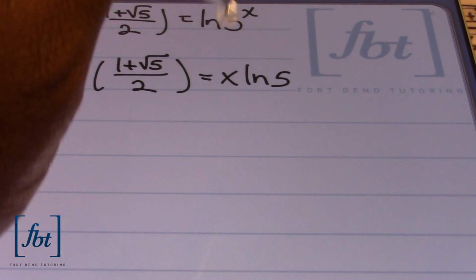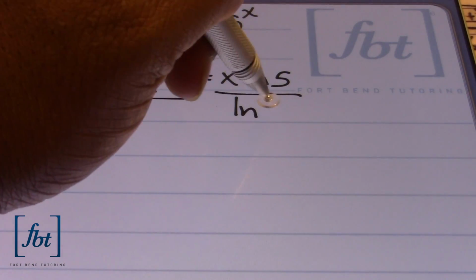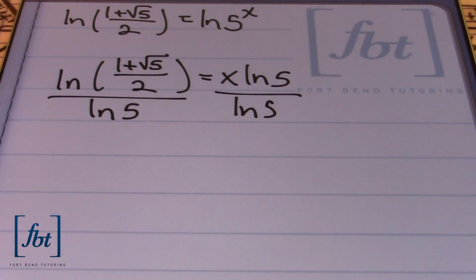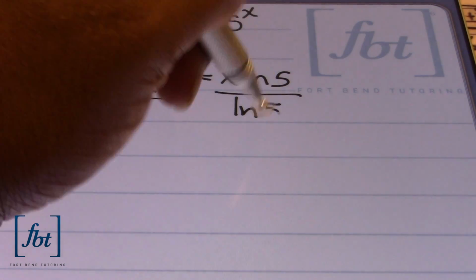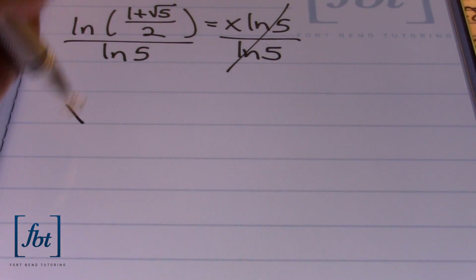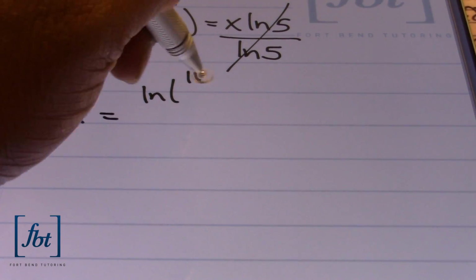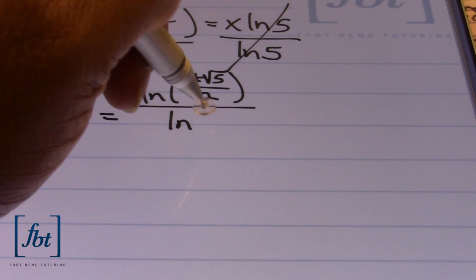And now solving for x, we're going to divide both sides by the natural log of 5. That 5 over here is ugly, so I'm going to fix it. All right, so the natural log of 5s will cancel out on the right side. Your value for x is the natural log of 1 plus the square root of 5 divided by 2, all being divided by the natural log of 5.